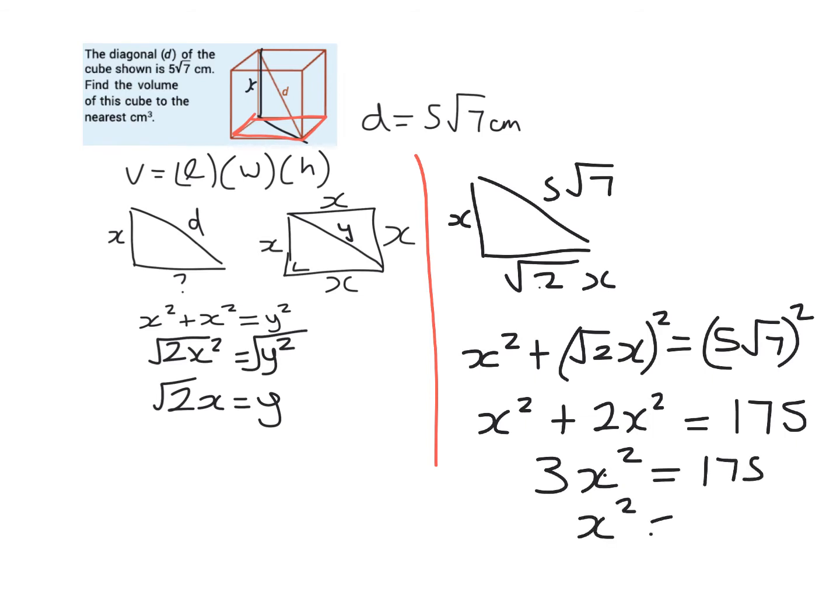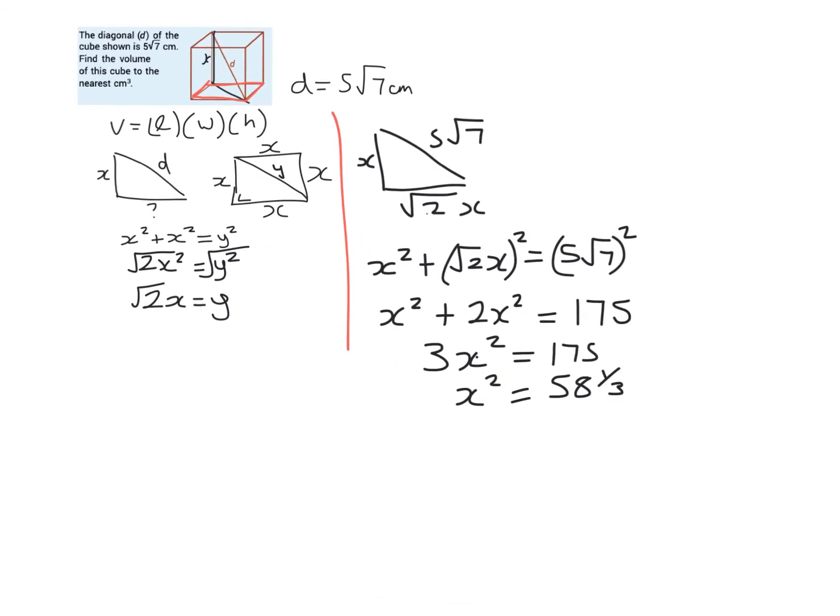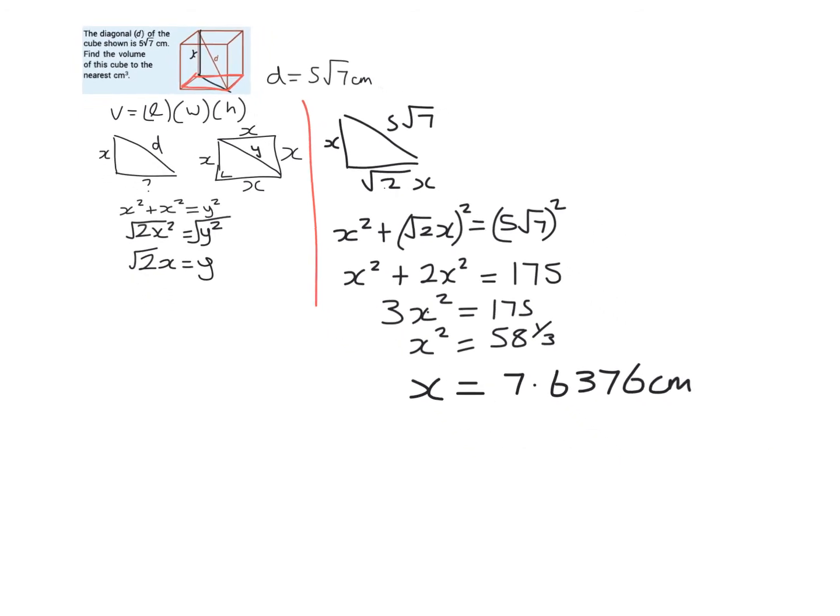x squared is equal to 58, and okay, so that's coming up as a decimal, so that's going to be 58 and a third. And then I am just going to find out what x is. So x is equal to 7.6376. I'm going to leave it as 4 decimal places just for accuracy, and then if I want to round it towards the end I can round it if it just gets too big.